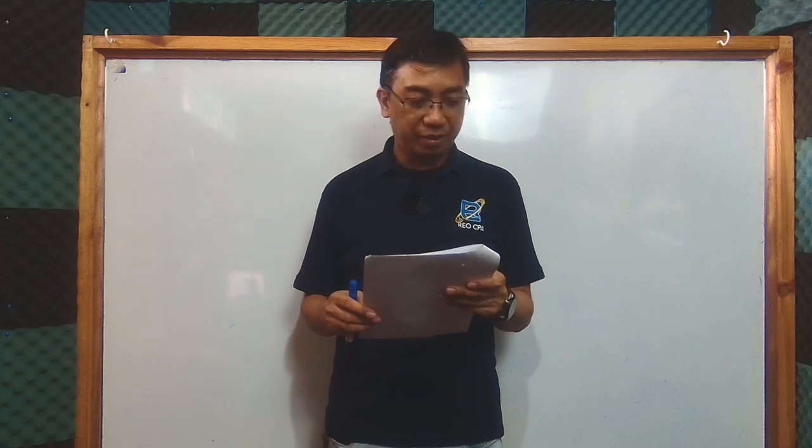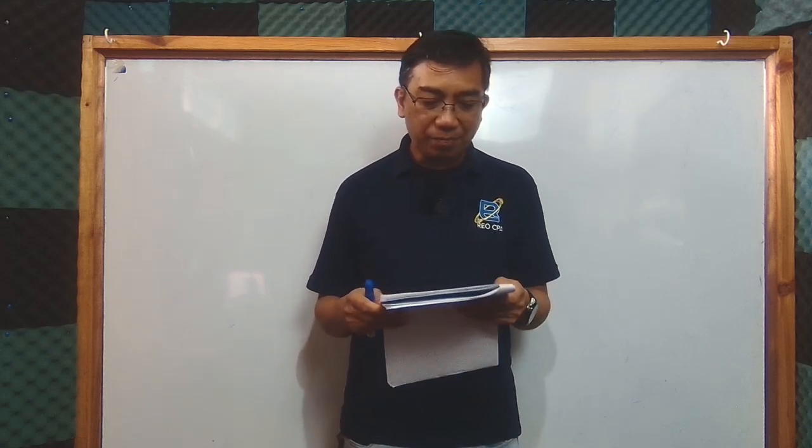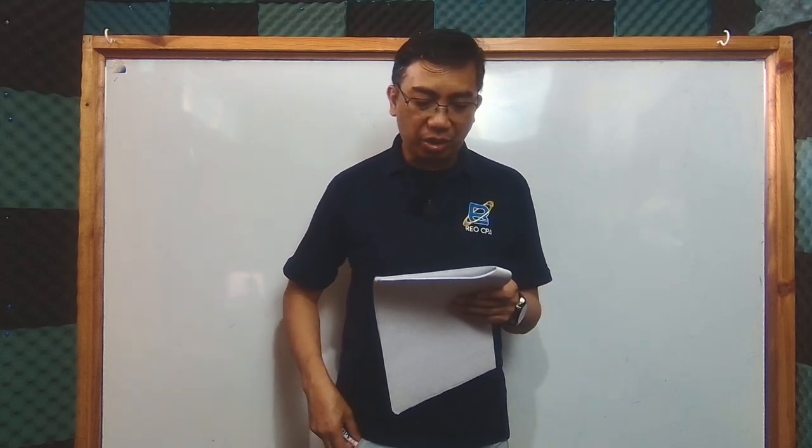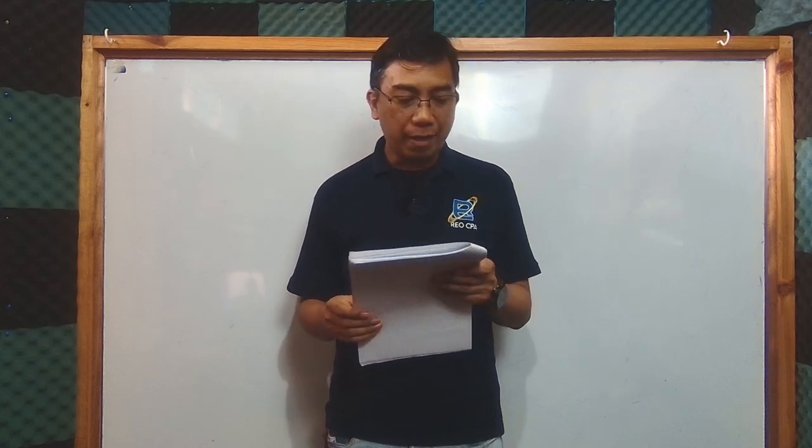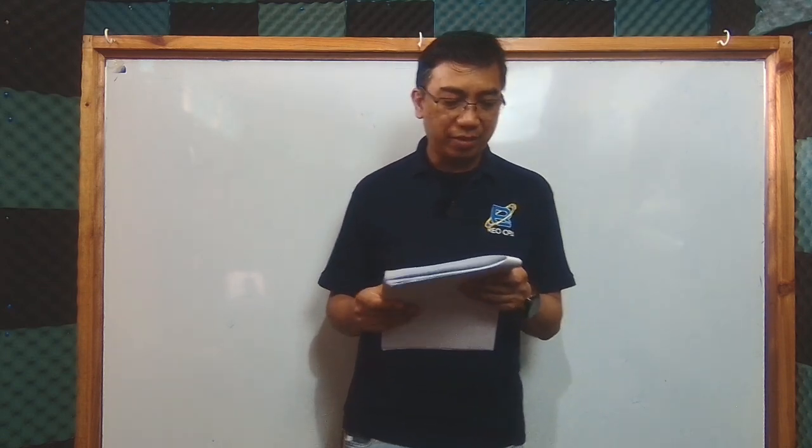So, starting off with number 53. Copeland Incorporated produces X547 in a joint manufacturing process. The company is studying whether to sell X547 at the split-off point or upgrade the production to become silane. The following information has been gathered.